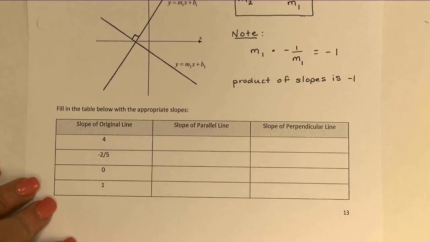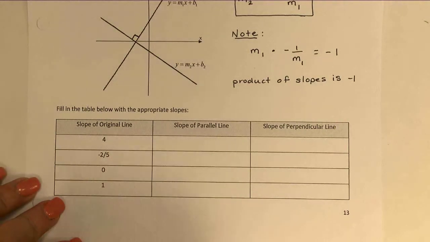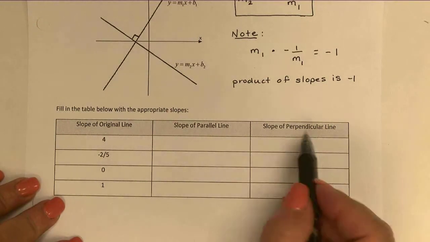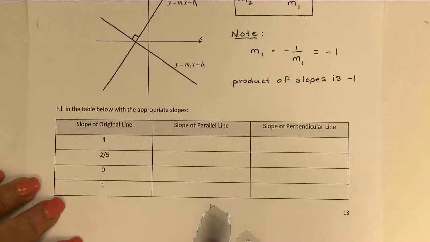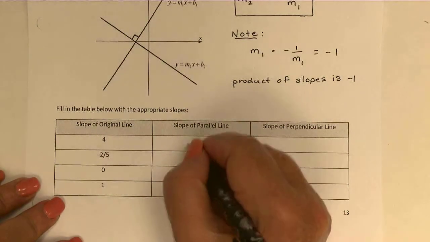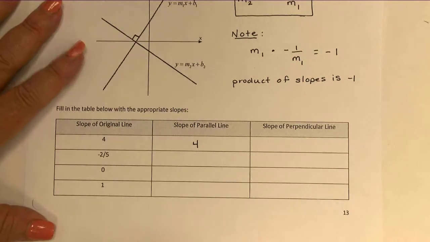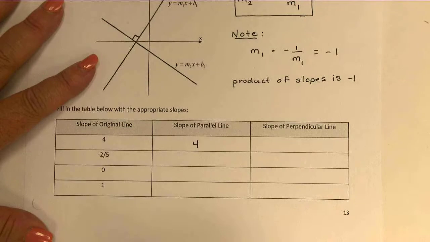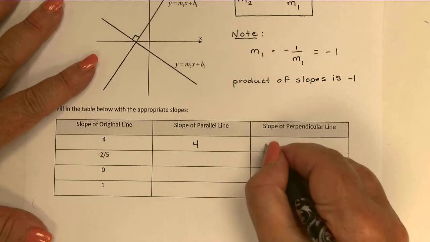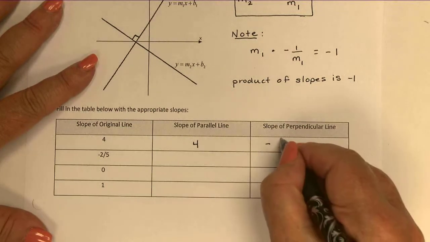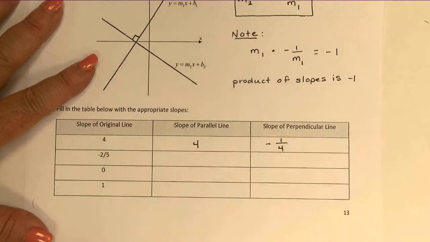All right, let's just practice finding slopes of parallel and perpendicular lines in the table. I'm going to tell you the slope of a line, and we're just going to write down the slope of first the parallel line and then the perpendicular line. If my original line has a slope of 4, the parallel line will also have a slope of 4. That's the easy one. The slope of the perpendicular line isn't very difficult either. We know it's going to be negative and then 1 over the original slope, so negative 1/4.